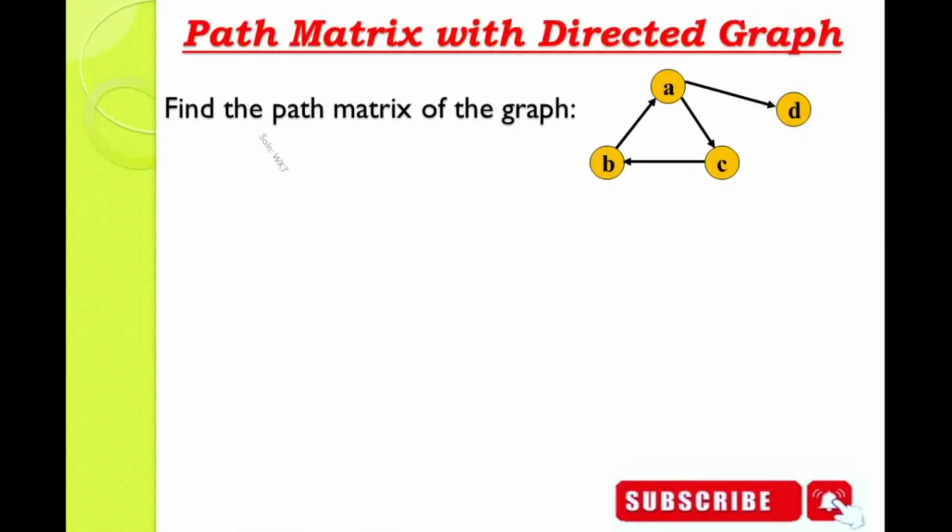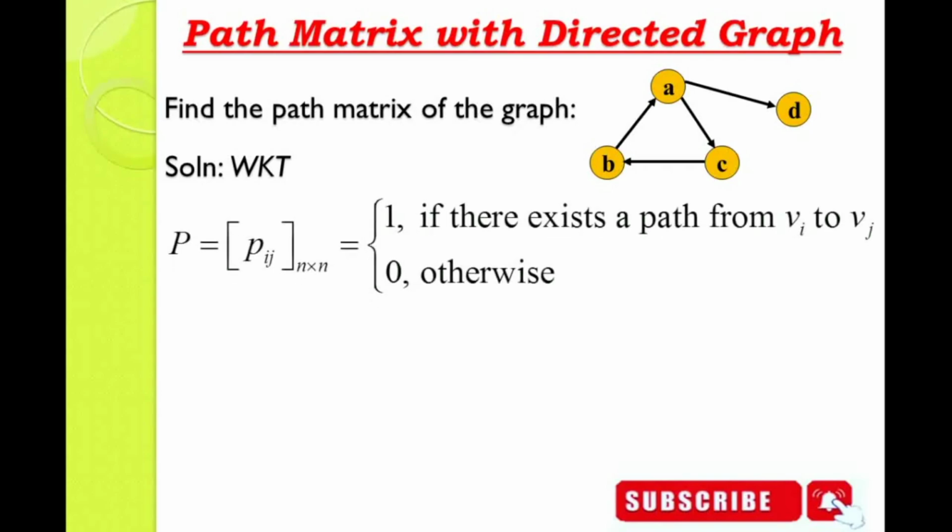Before we find the path matrix of the directed graph, first we recollect the definition of the path matrix. Capital P equals Pij of order n by n, where n is the number of vertices, in both rows and columns. Pij equals 1 when there is a path from one point to another point, otherwise we assign the value 0.